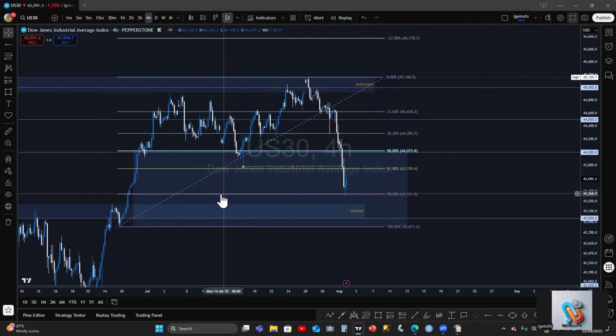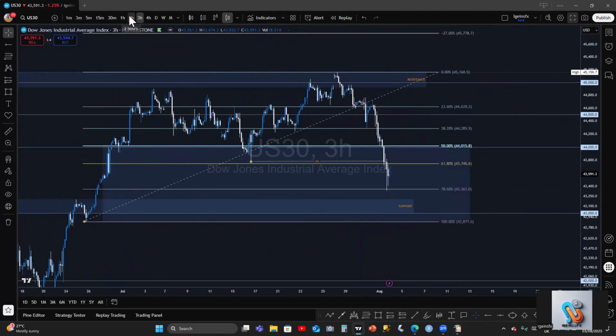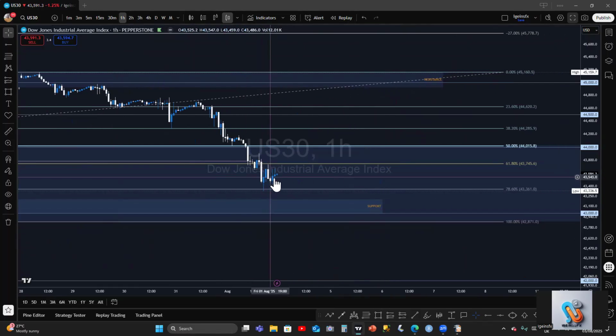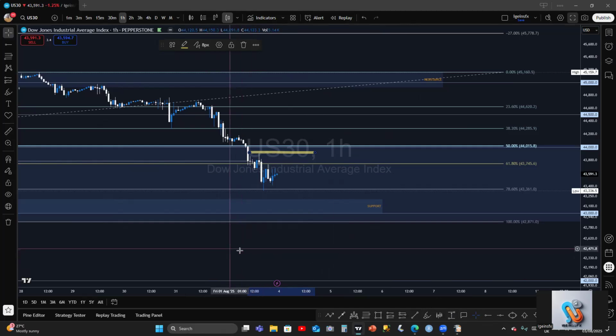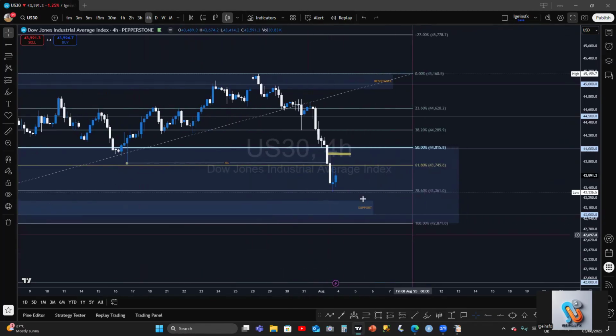So right now we just need to see a change of character or a market shift from here, something like that. Then we should wait until price breaks above this level before we can be thinking of a buying opportunity.